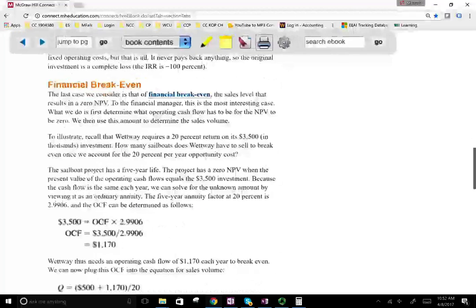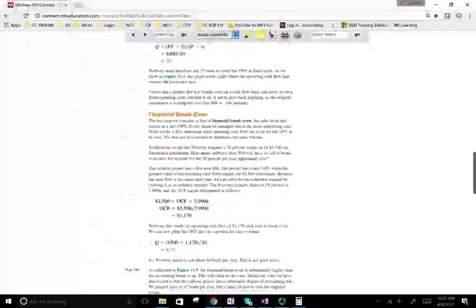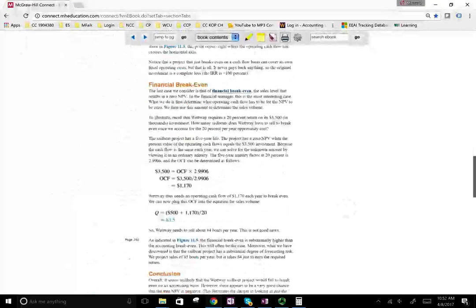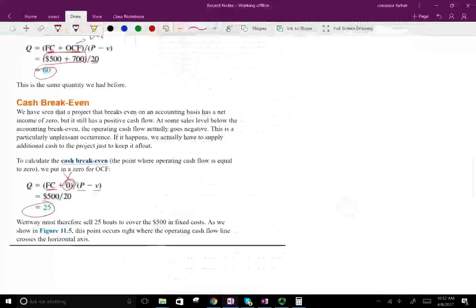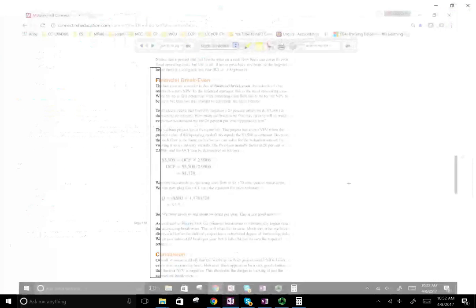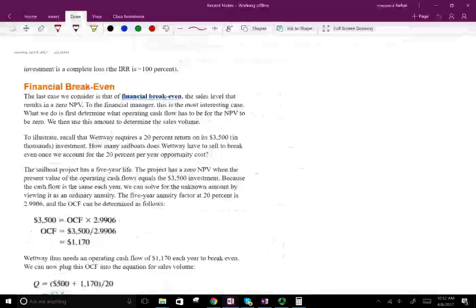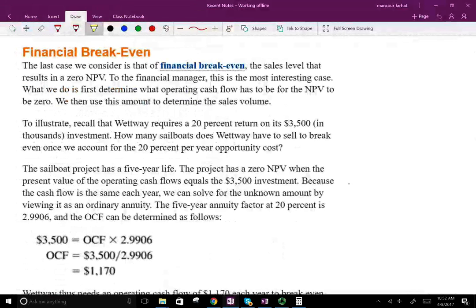The last case we consider is the financial break-even. So let's take a look at the financial break-even. To the financial manager, this is the most interesting case. What we do is first determine what operating cash flow has to be for NPV equal to 0. Then we use this amount to determine the sales volume.